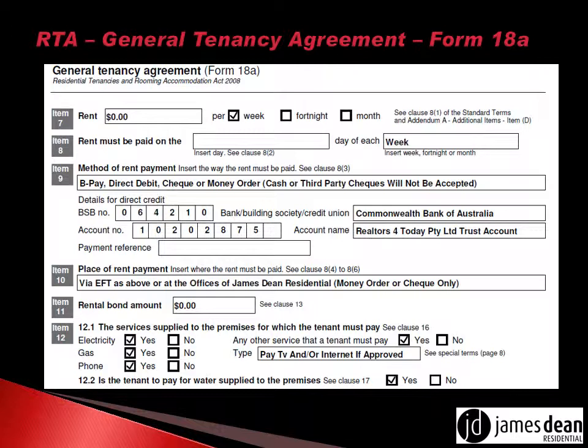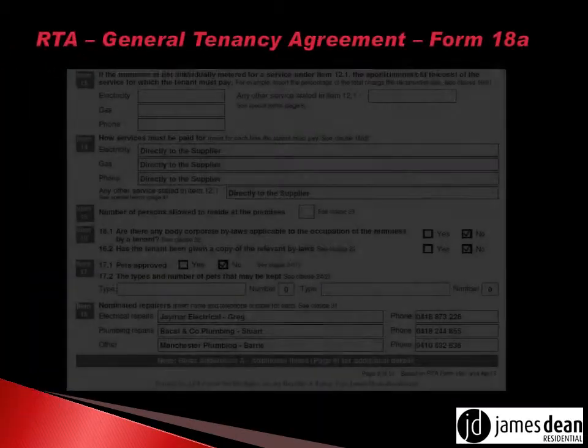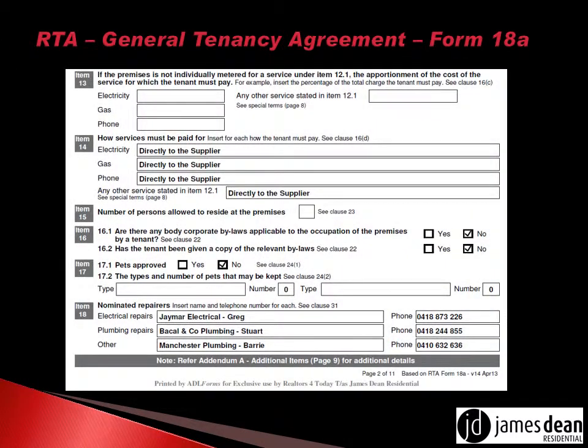Items 12.1 and 12.2 state the services applied to the premises that the tenant must pay for and if they are liable for water usage. Note, please refer to Standard Term 17 and the special terms and conditions in this agreement for further information on water charging. Item 13 outlines how service charges are calculated if a service or services are not individually metered at the property. This section is commonly left blank. Item 14 states how the tenants must pay for these services.